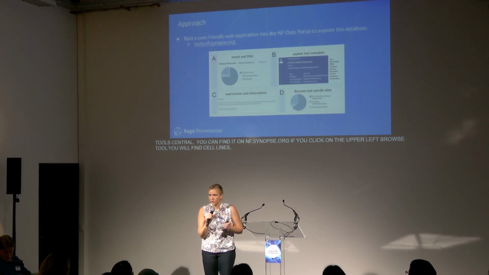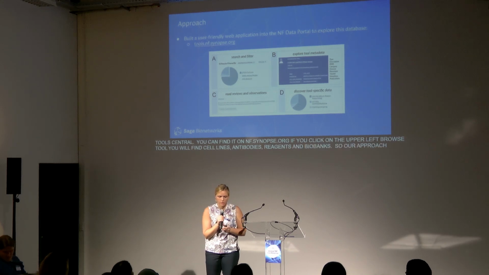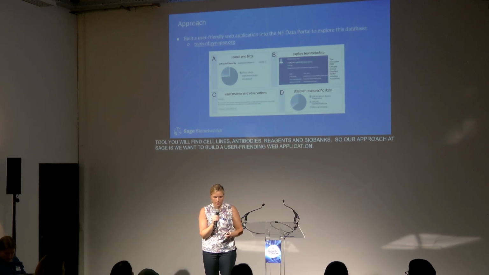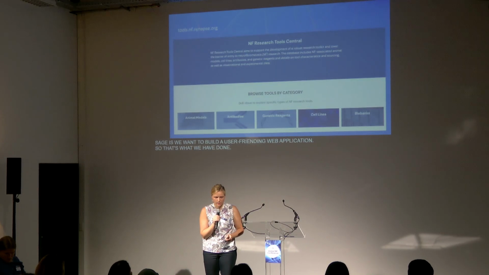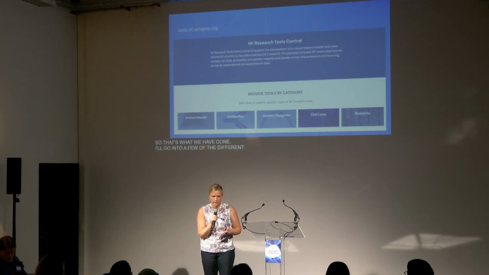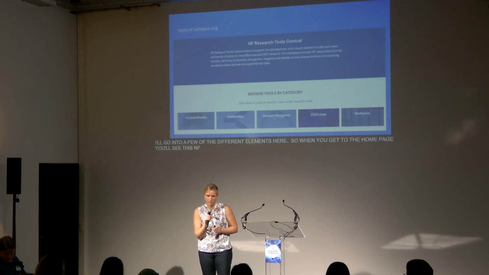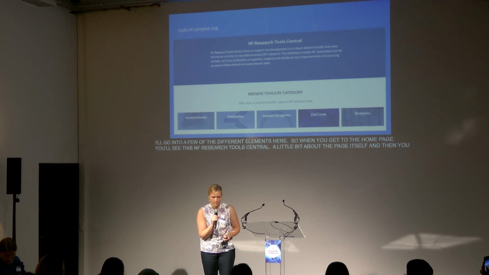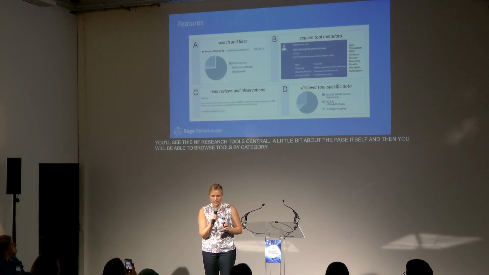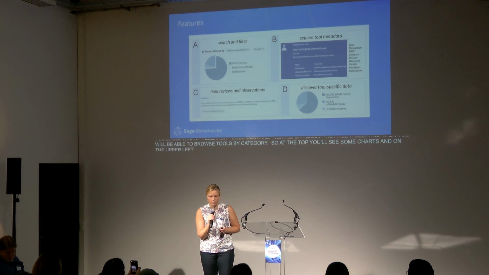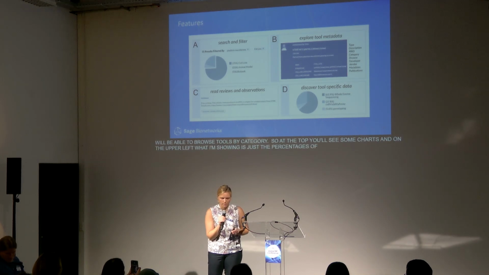So our approach at Sage is we want to build a user-friendly web application, and that's what we have done, and I'll go into a few of the different elements here. When you get to the home page, you'll see NF Research Tools Central, a little bit about the page itself, and then you'll be able to browse tools by category. At the top, you'll see some charts, and on the upper left, what I'm showing is the percentages of what tools are available, cell line, animal model, biobank, for example.